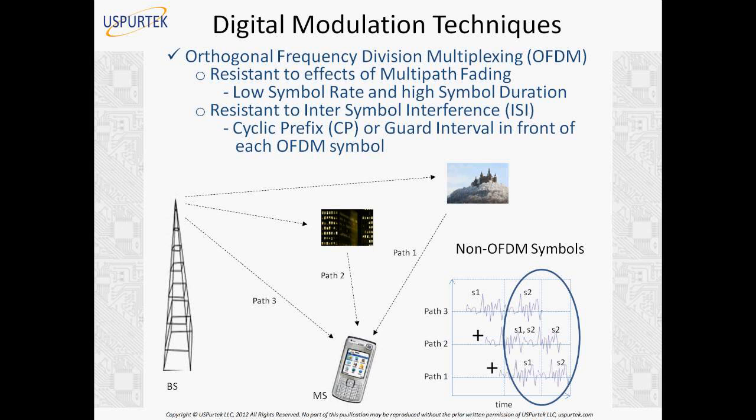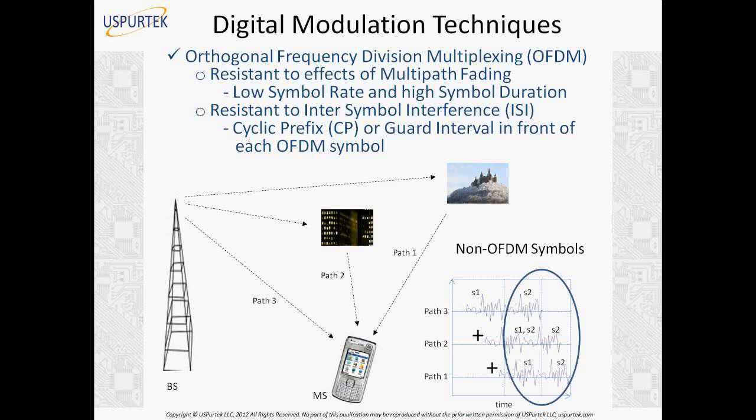How do we achieve that? How do we make it resistant to inter-symbol interference? We put a cyclic prefix or CP, or a guard interval, in front of each OFDM symbol. Now we'll talk about this in a little more detail. In this illustration, these are non-OFDM symbols where there is no cyclic prefix. So inter-symbol interference is expected here.